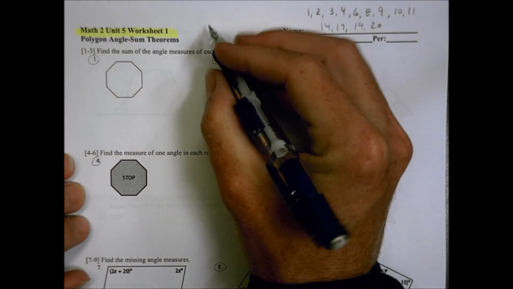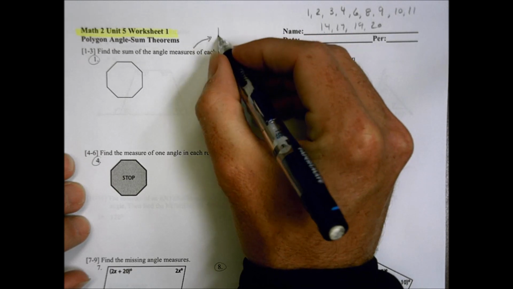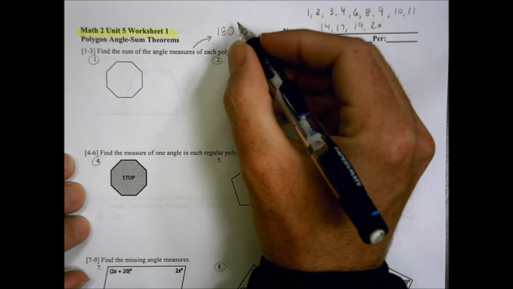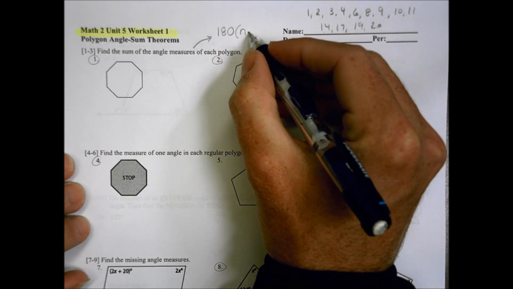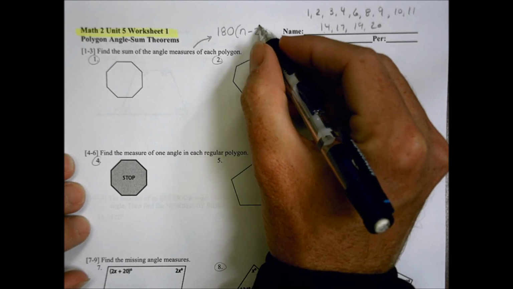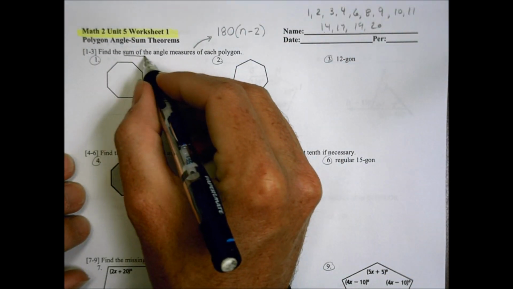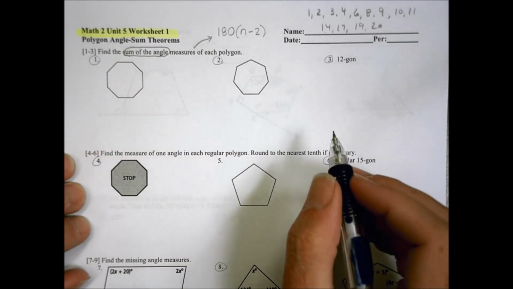In order to do that, we do need to recall the formula that we learned in class today, which would be that if I take the angle measurement of 180 degrees, I multiply that by the number of sides minus 2. This formula here will give me the sum of the angle measurements, or the interior angle measurements inside of any shape.